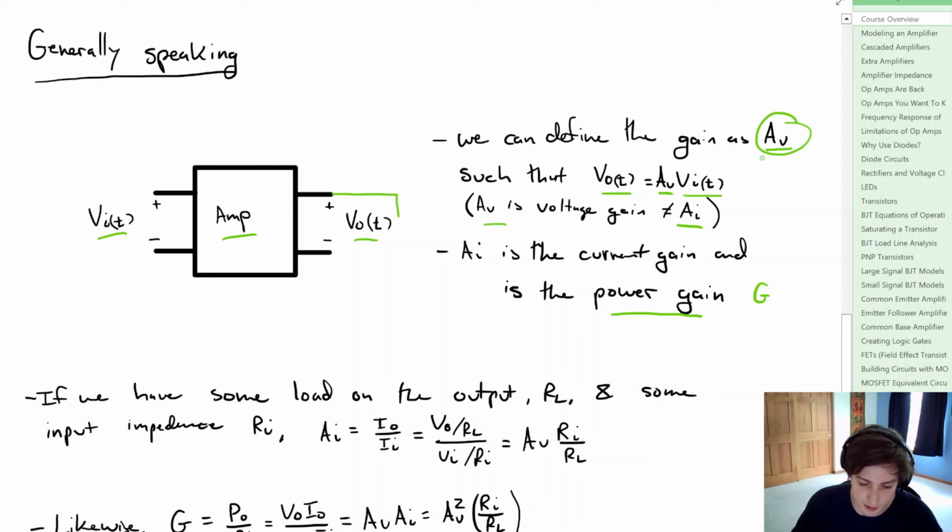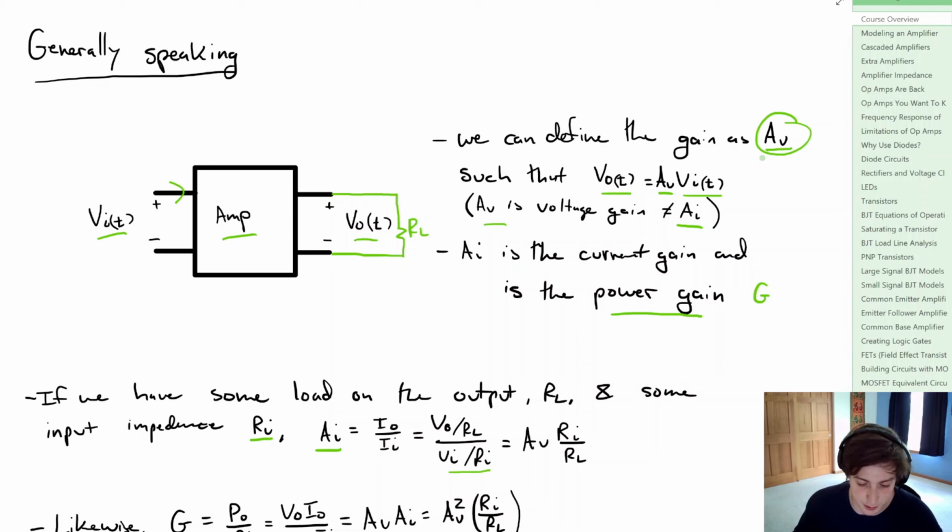So if we connect a load resistor, call it RL, and then we know that the amplifier has some input impedance or input resistance, RI, we can say that the current gain is equal to the output current divided by the input current, which would simply be the output voltage divided by that load resistor, that whole ratio divided by this new ratio of the input voltage divided by the input impedance or resistance.